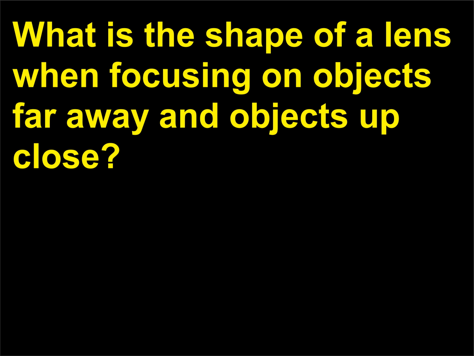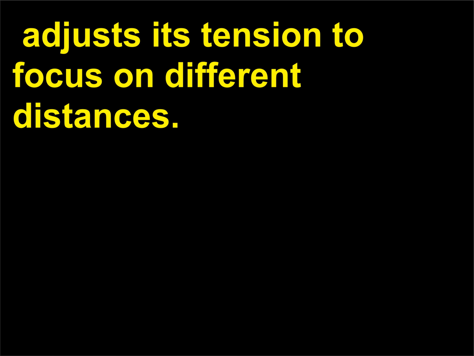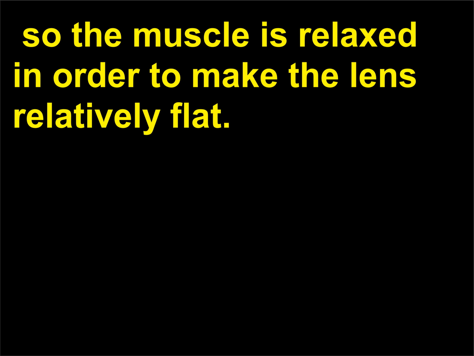What is the shape of a lens when focusing on objects far away and objects up close? The ciliary muscle, responsible for changing the shape of the lens, adjusts its tension to focus on different distances. When focusing on objects far away, the lens needs a large focal length, so the muscle is relaxed in order to make the lens relatively flat.